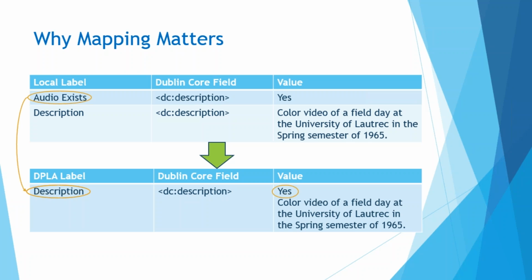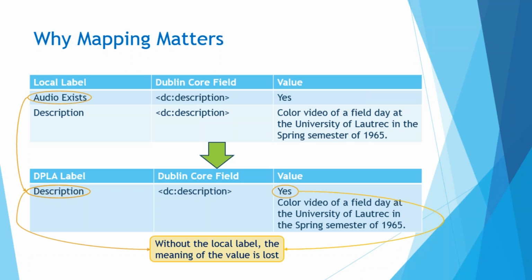So what do you do with that? In this particular case, the field audio exists should either be not mapped to a DC field, which means that IDHH will not harvest it, or if you want it to be harvested, it is ideal to provide context to the information in that field.